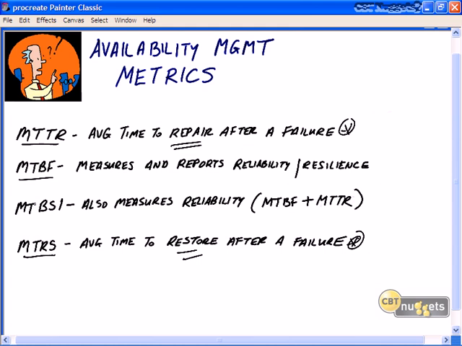it fails. The next metric is MTBSI, mean time between service incidents. Basically, MTBSI is the mean time between failure, MTBF, plus the MTTR, the sum of those 2 metrics. MTBSI is used for measuring and reporting reliability as well. It's the mean time from when a system or service fails until it next fails. These are 4 key metrics to be aware of that are used for measuring availability, reliability, and resilience.